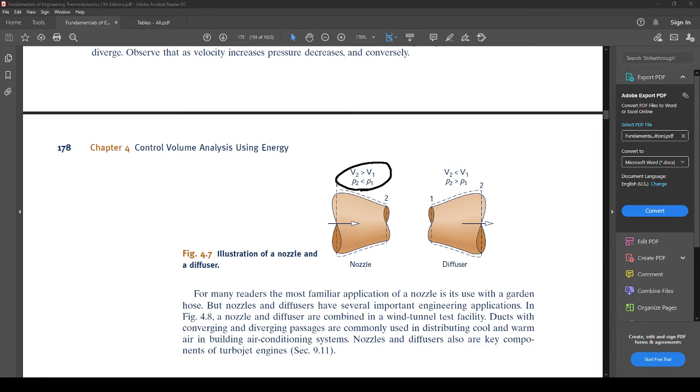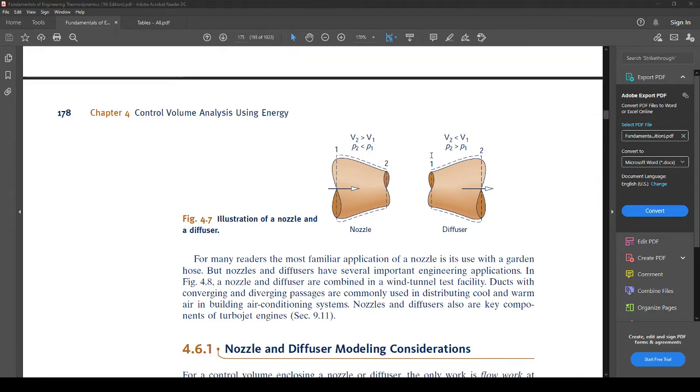So these are some things that you can use as a mental check. You go, ha, I found pressure 2, but wait a minute, it's higher than pressure 1 for a nozzle. That means it's wrong, right? Just some little checks and balances for yourself.